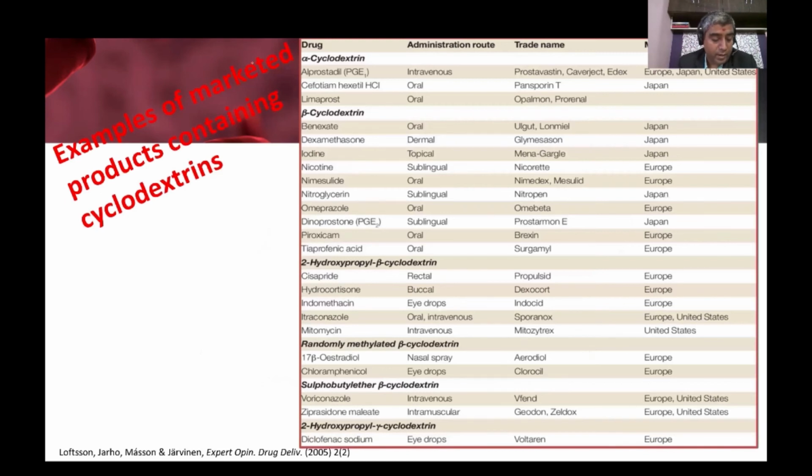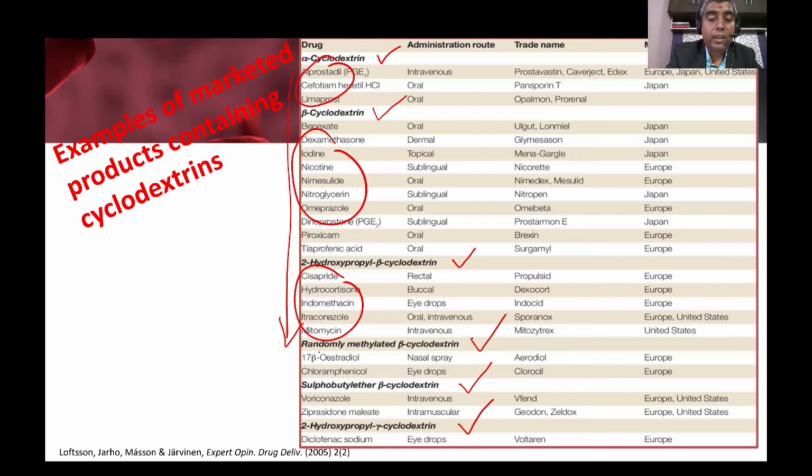Here we have a list that contains drug cyclodextrin inclusion complexes. So these are the list of drugs. For the inclusion complex, alpha cyclodextrin, beta cyclodextrin, 2-hydroxypropyl beta cyclodextrin, randomly methylated beta cyclodextrin, sulfobutyl ether beta cyclodextrin, and 2-hydroxypropyl gamma cyclodextrin are used with these various drugs, and they form an inclusion complex.